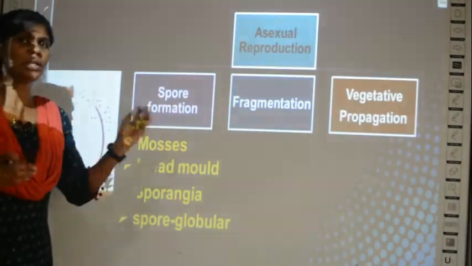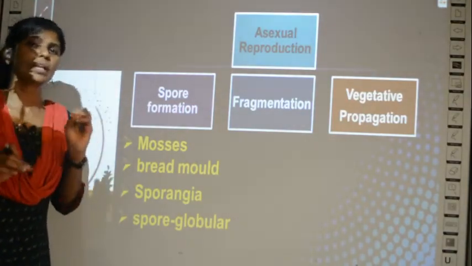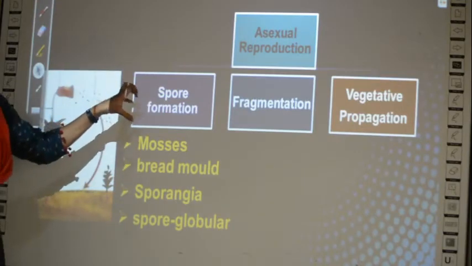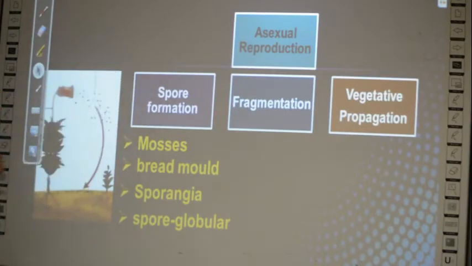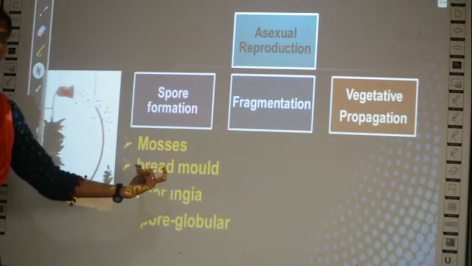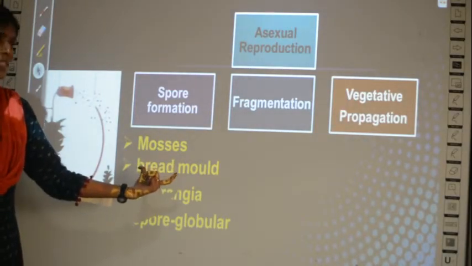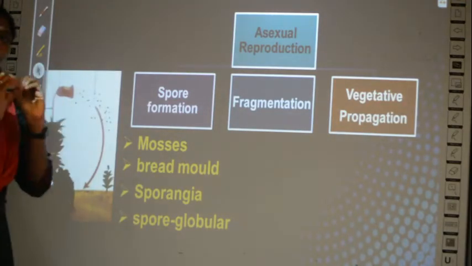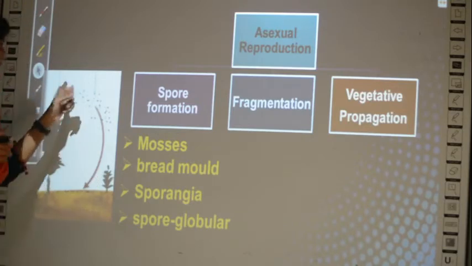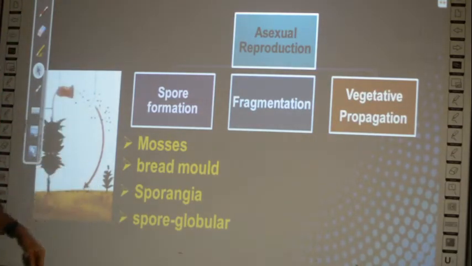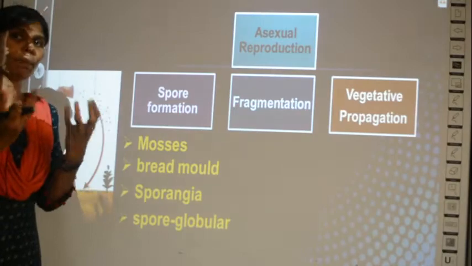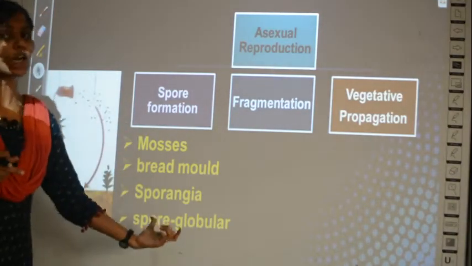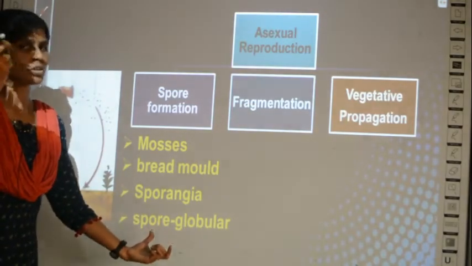In spore formation, there is a structure called a spore, which will appear like a black dot. Can you see the black dots here? Spore formation is the asexual reproduction found mainly in mosses and bread mold. Rhizopus is there, no? That all reproduces by forming spores. The sporangium will burst out and give out the spores, and when the spores fall on the ground, each spore will develop into a new plant. This is by spore formation, and the spores are globular. Globular means round or spherical in shape.